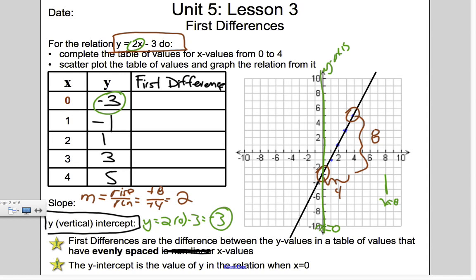Okay, and the second key point is the y-intercept. The y-intercept is the value of y in the relation when x is equal to 0.